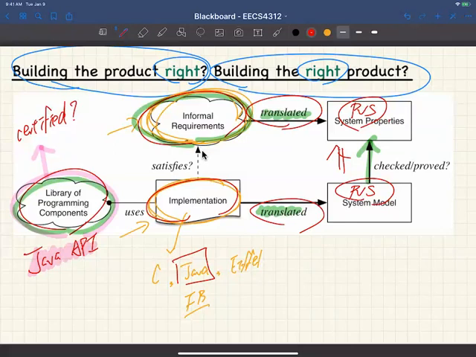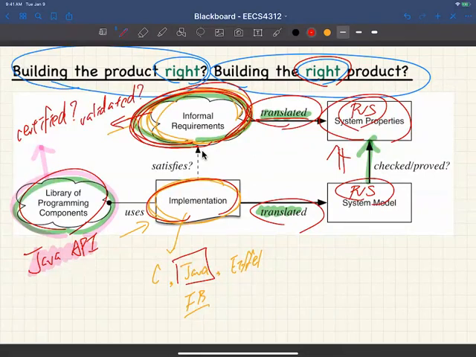Another one? How about this guy here? When you said, I'm simply just going to translate my informal requirements into system properties, but how do I know if this particular piece of requirements is itself valid? That is, am I building the right products? So what's missing is this part over here has been validated. So these are the two issues over here.